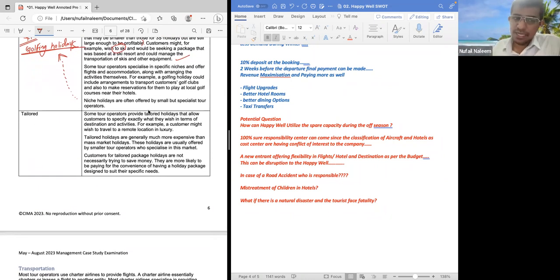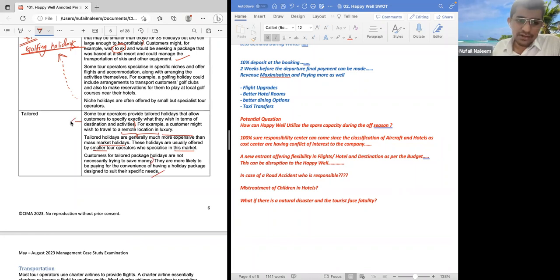Tailored holidays. Now, some tour operators provide tailored holidays that allow customers to specify exactly what they wish in terms of destination and activities. For example, a customer might wish to travel to a remote luxury location, and tailored holidays are generally much more expensive than the mass market holidays. These holidays are usually offered by smaller tour operators who specialize in the market. Customers for tailored package holidays are not generally trying to save money. They are more likely to be paying for the convenience of having holiday packages designed to suit their specific needs.